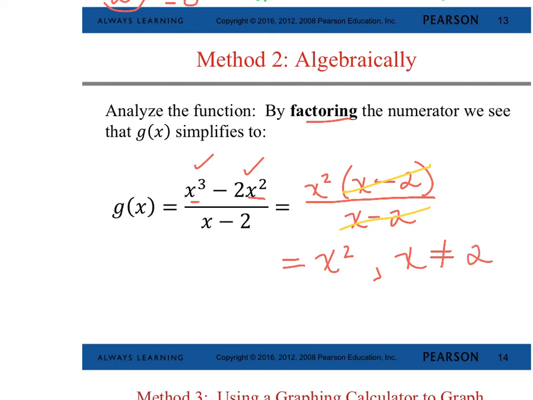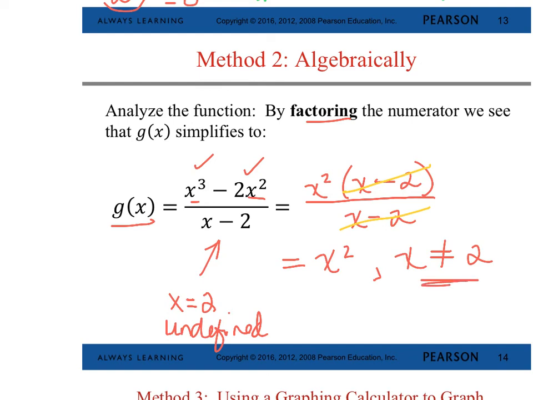Because if x is 2, then g of x is undefined. So even though algebraically that's the same, that's an equivalent function, there's a domain restriction here that isn't in this one unless we spell it out.